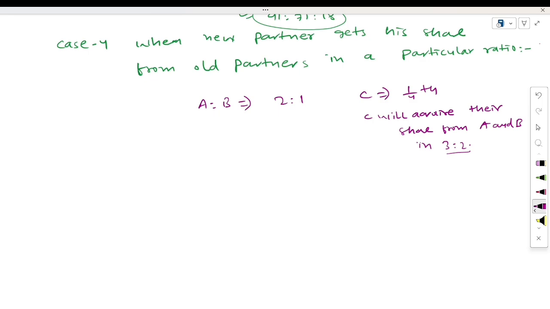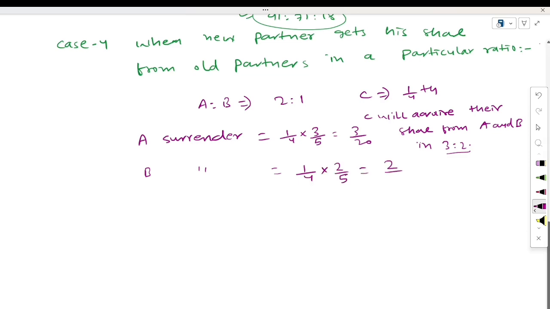First of all, we have to find how much A will surrender and how much B will surrender. A's surrender: 1 by 4th is C's share, and A will surrender 1 by 4th of 3 by 5, which is 3 by 20. And B will surrender 1 by 4th of 2 by 5, which is 2 by 20.